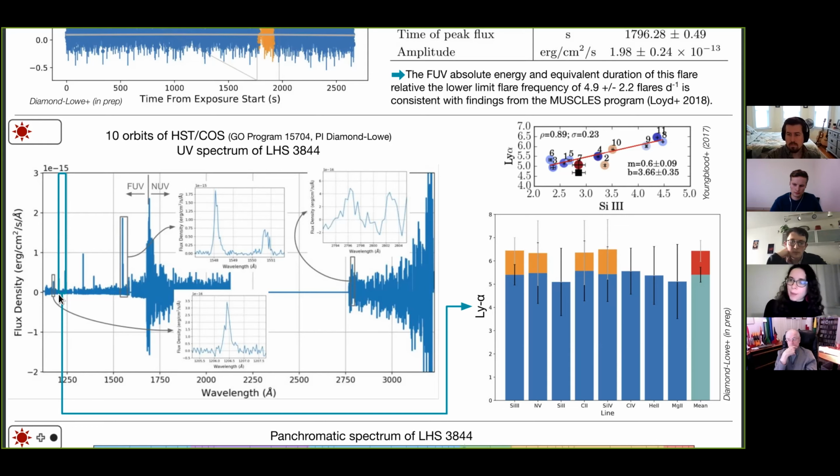They still have the problem of the extinction of the core of the line, but because they were observing, sorry? Yes? I think you're okay to continue, Hannah. Okay, I'll keep going.